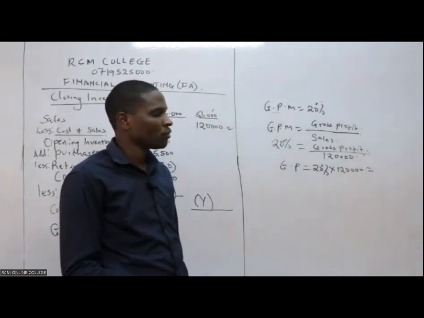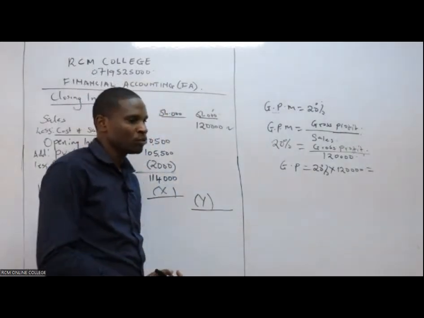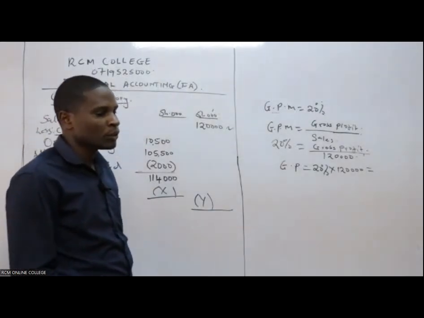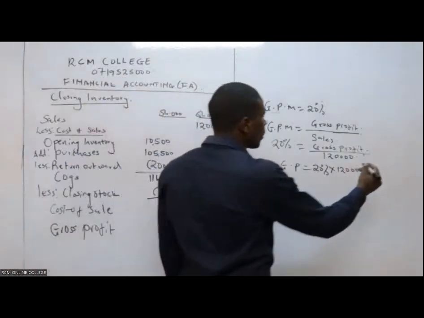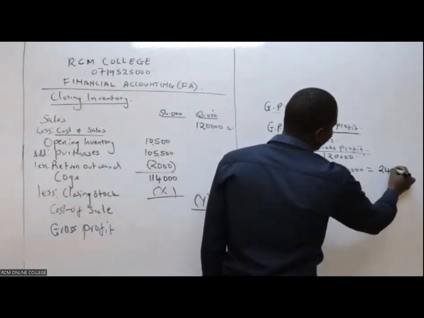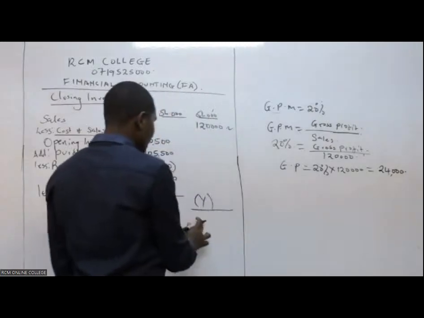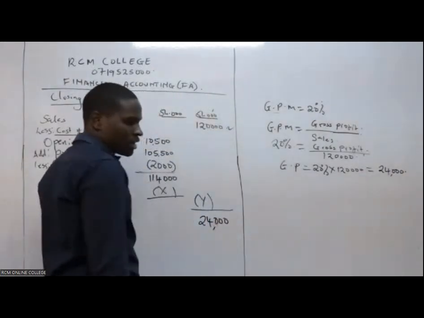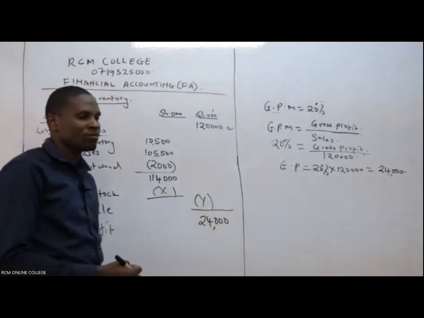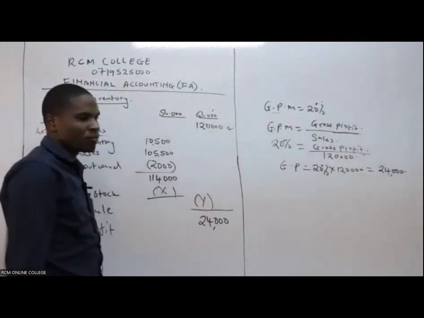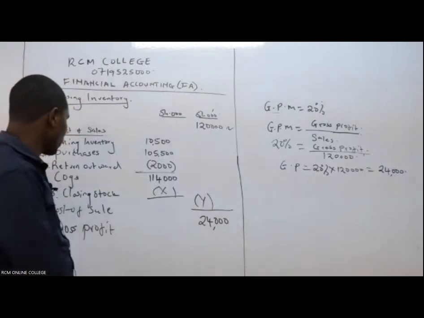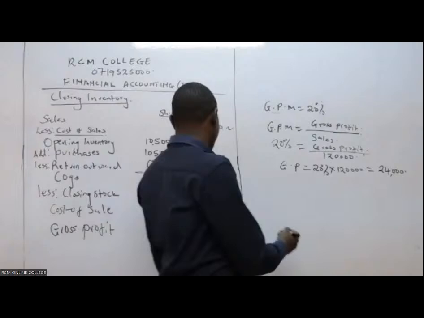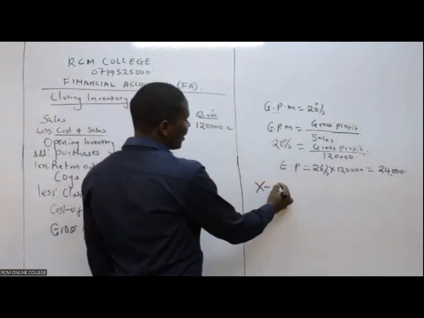I'm waiting for those students who can do this very fast. Our gross profit here is 24,000. Is it possible for us to get Y? Can somebody get Y for me very fast? In fact, that will be our cost of sale. And we are interested in getting X, our closing inventory.